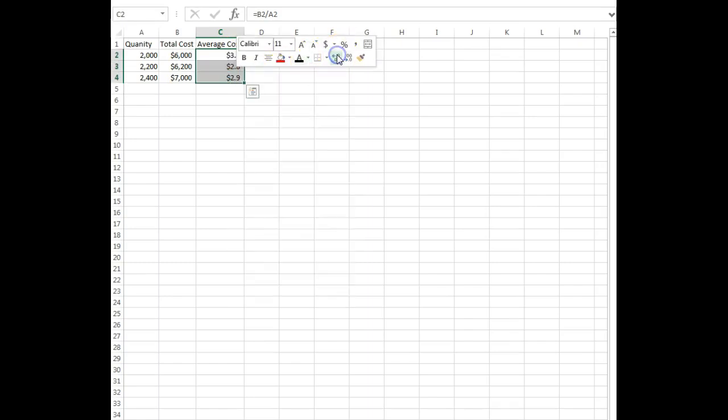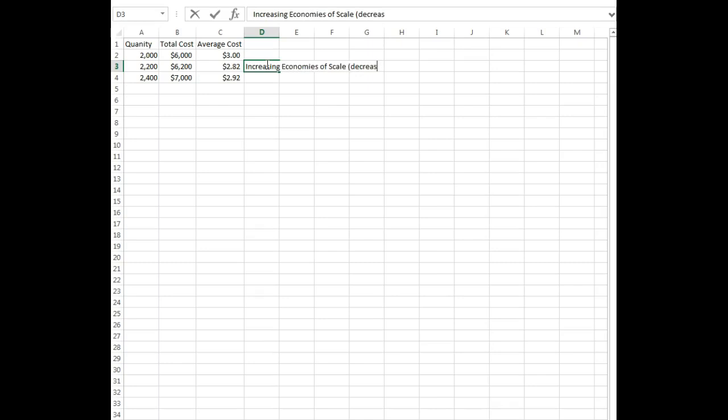If we fill this down and increase the decimal places, now we can see the average cost is changing. So between the 3 and the 2.82, we can say that the firm is experiencing increasing economies of scale, so we have decreasing costs. But then from 2.82 to 2.92, it went up. We had increasing costs. So now the firm is experiencing decreasing economies of scale.